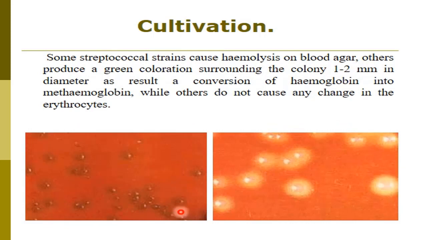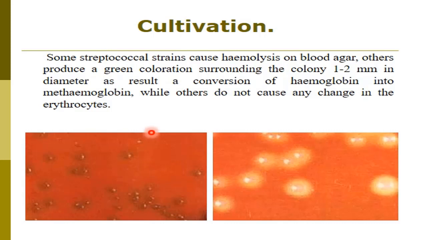Some streptococcal chains cause hemolysis in blood agar. Here we can classify the streptococci according to the hemolysis on blood agar into 3 species: Streptococcus pyogenes, Streptococcus viridans or viridans streptococci as a group, or Streptococcus faecalis. According to the hemolysis, I can differentiate alpha, beta, and gamma. These three types of hemolysis may occur in streptococcal infection.